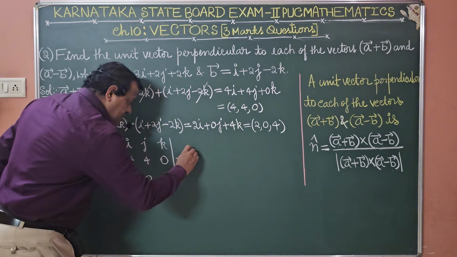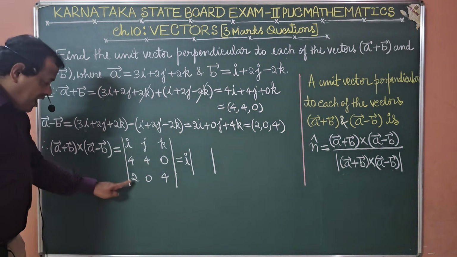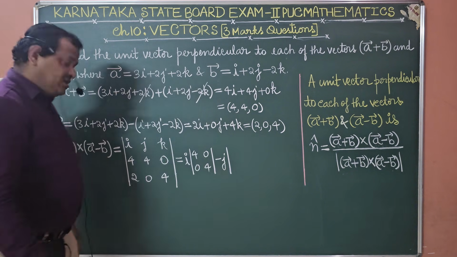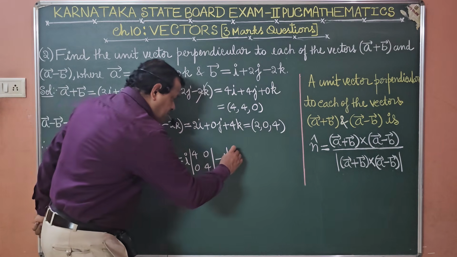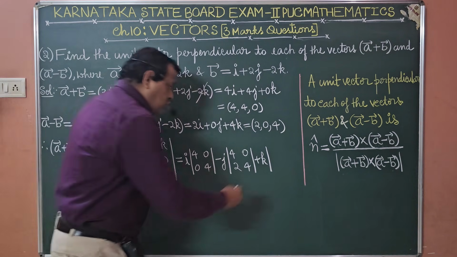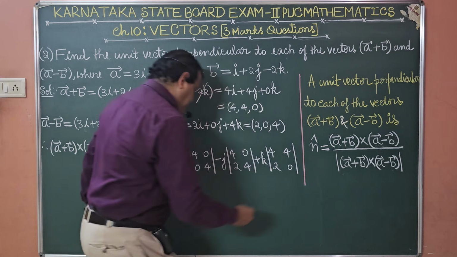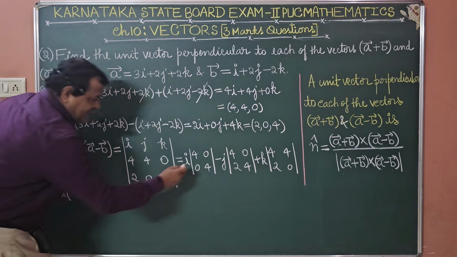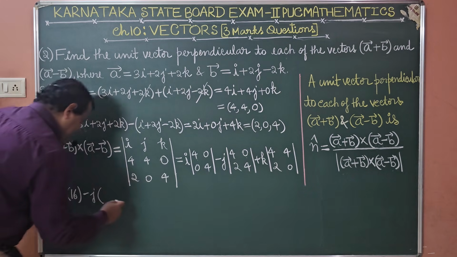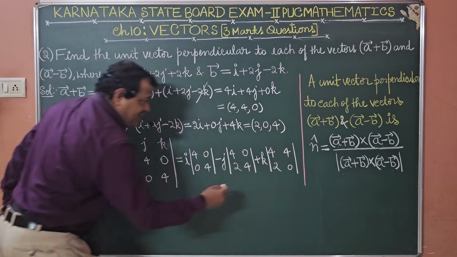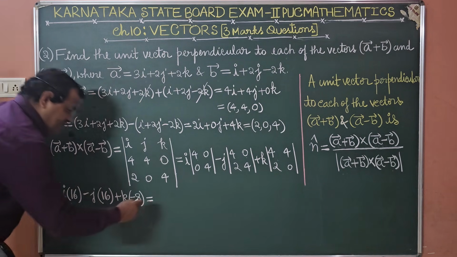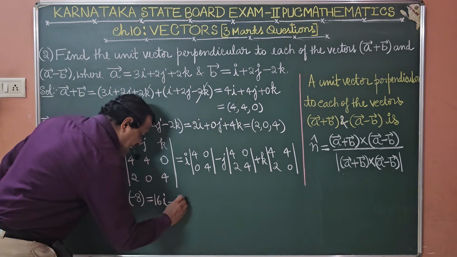Say i cap into the 2 cross 2 determinant obtained by deleting the row and column containing i cap, so 4, 0, 0, 4 remaining. This minus j cap into the 2 cross 2 determinant 4, 0, 2, 4, plus k cap into the 2 cross 2 determinant 4, 4, 2, 0. Therefore, this becomes i cap into 4 into 4, 16 minus 0. Then minus j cap into 4 into 4, 16 minus 2 into 0, 0 itself. Plus k cap into 4 into 0, 0 minus 2 into 4, so minus 8. Therefore, my dear students, it is 16i minus 16j and minus 8k.